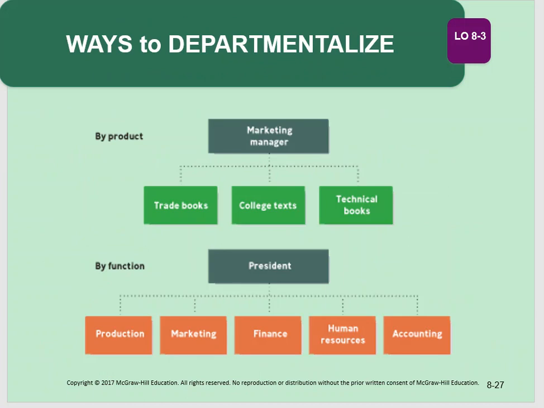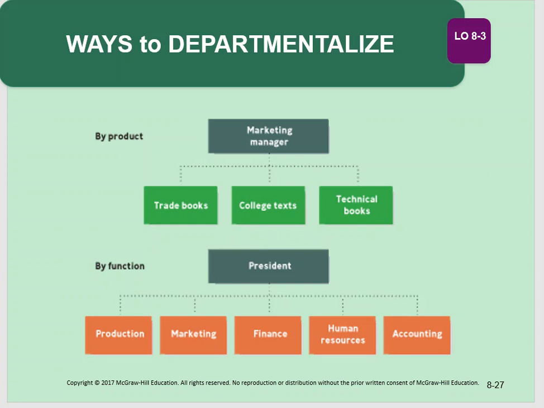The first 2 ways to departmentalize can be by product or by function, as you can see on the slide. The first way is by product. So for instance, looking at the slide here, one could probably deduce that this company is some sort of book company by look. The way they're doing it is by different products. So for instance, you can see you have certain people who work within the trade books. That's one product. Another product is college textbooks. And finally, the third product by which to departmentalize is by technical books.